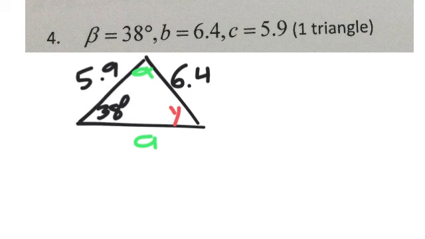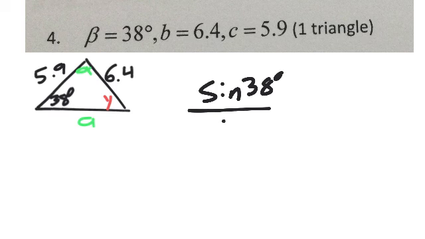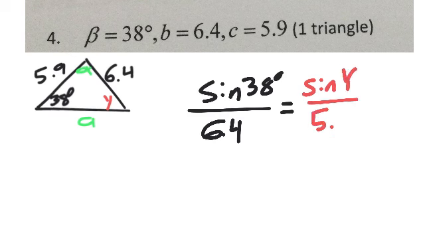So I already have one angle and its opposite side finished. It's the 38 and the 6.4. So that's going to be my pivot ratio. I've got sine of 38 degrees over 6.4 equals, now I have to choose the angle that already has a side found. So I have to find gamma first. So it's going to be sine of gamma over 5.9.